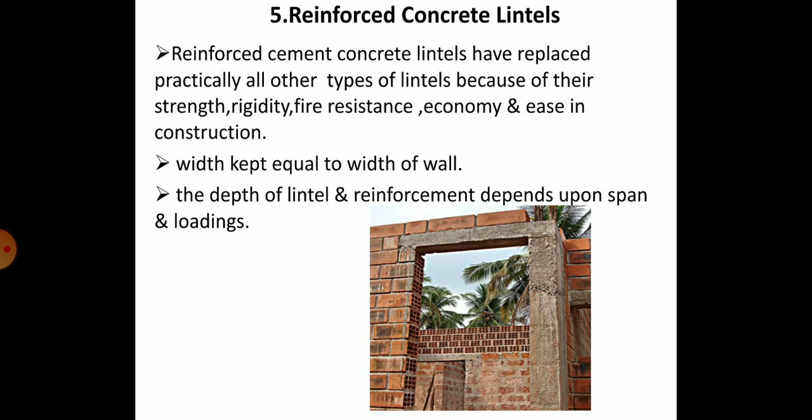The next is the reinforced concrete lintel. Reinforced cement concrete lintels have replaced practically all other types of lintels because of their strength, rigidity, fire resistance, economy and ease in construction. RCC lintels are usually constructed with a concrete mix in the proportion 1:2:4 and are reinforced with mild steel bars. Also, this can be used on any span. Its width is kept equal to the width of the wall. The depth of the RCC lintel and the reinforcement depend upon the span and the magnitude of loading.